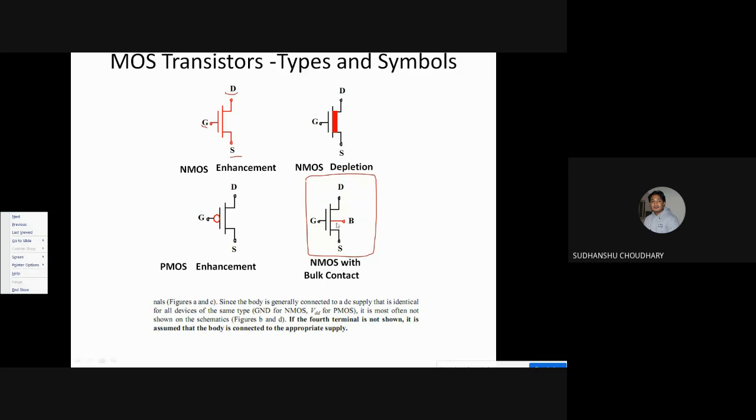Normally, if it's an N-type MOSFET, this body contact terminal will be tied to source, and then it will be grounded or connected to the most negative supply. Similarly, if it is a P-type MOSFET, the body contact will again be connected to source, but this time the source will be connected to the most positive supply, which is normally VDD.